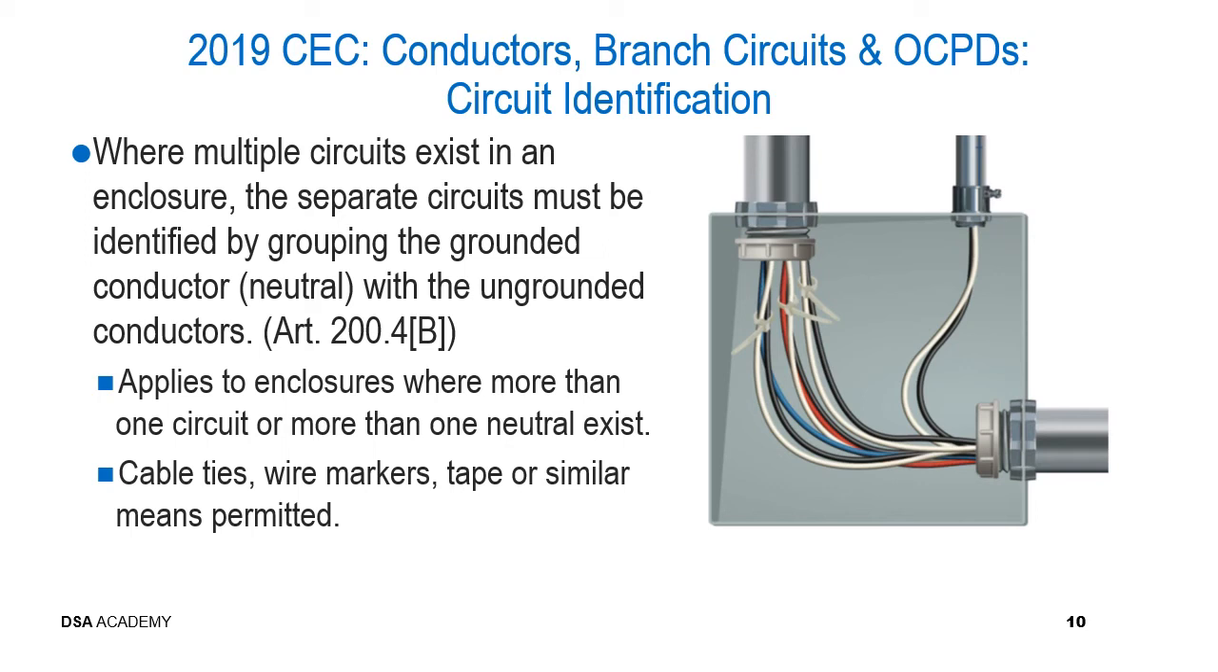And basically, to reiterate, the separate circuits must be identified by grouping the grounded conductor, which is the neutral, with all ungrounded conductors in the circuit. And this applies to enclosures where more than one circuit or more than one neutral exist. And a variety of methods are permitted to be used for grouping these circuits together, such as cable ties, wire markers, tape, or other similar means.